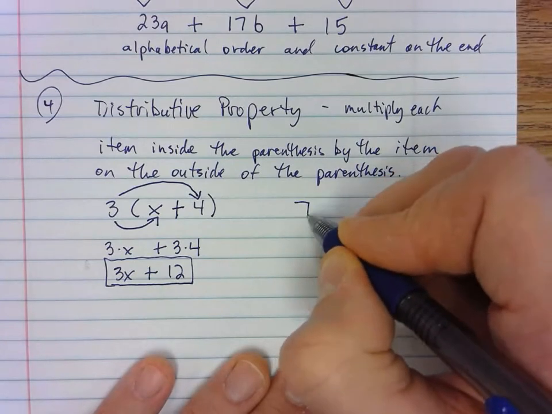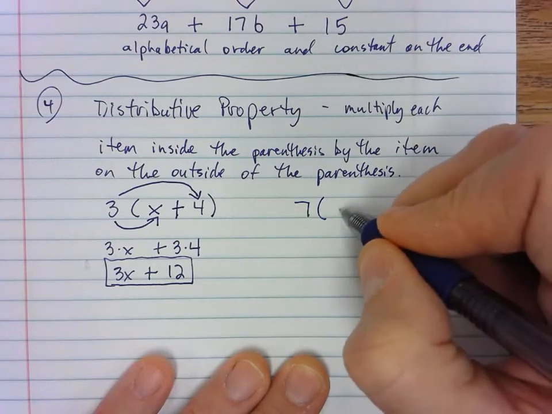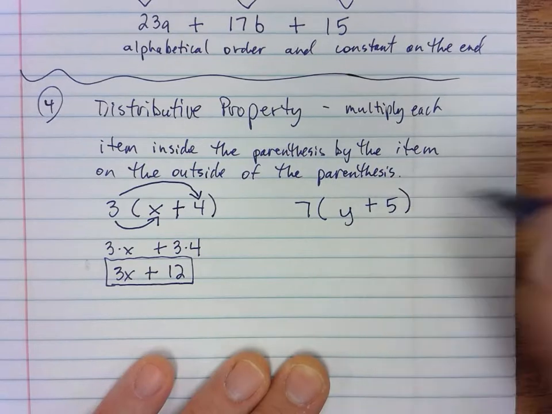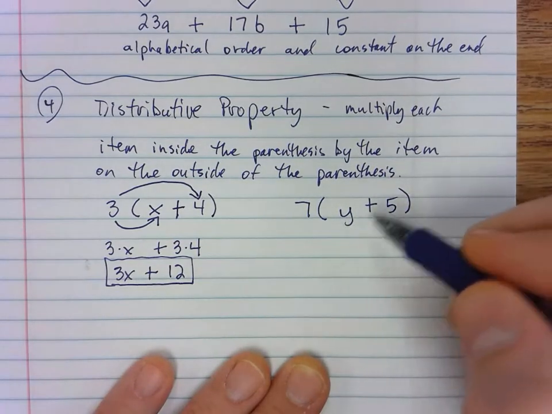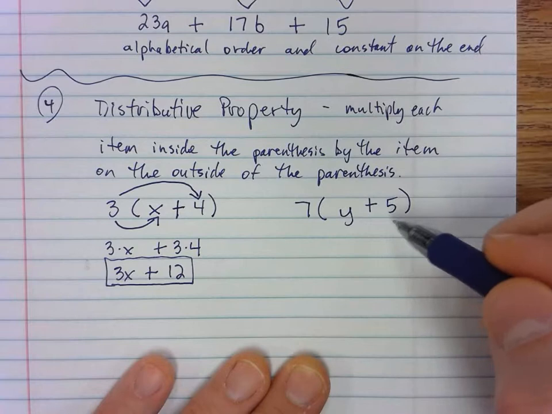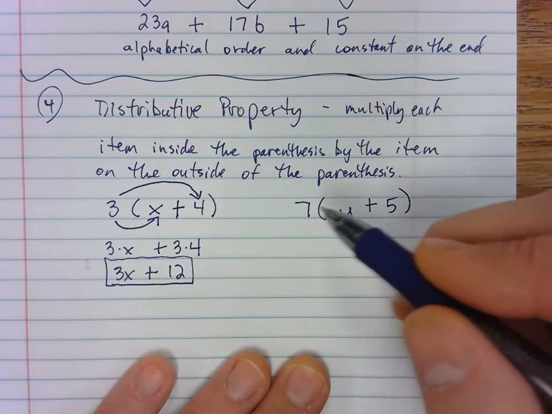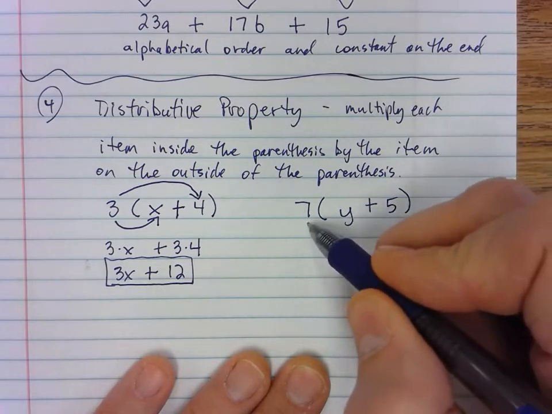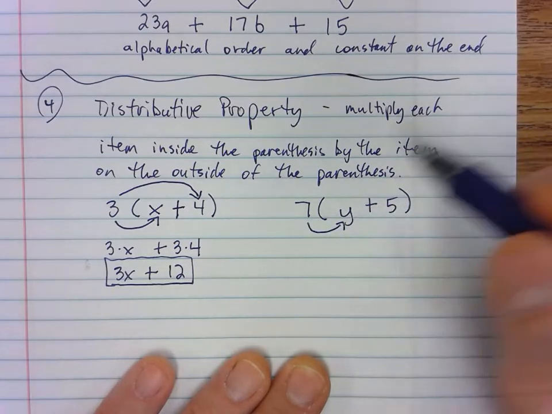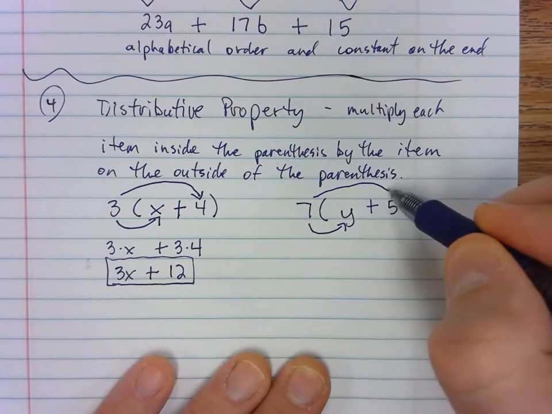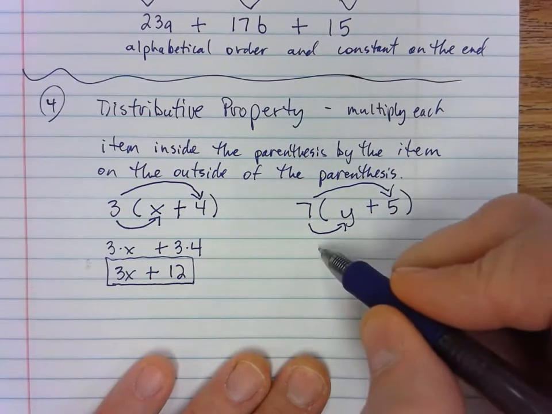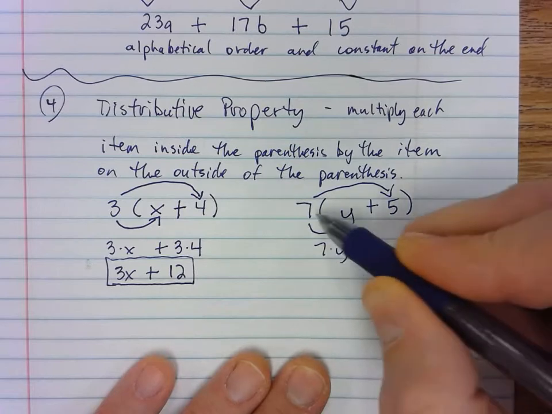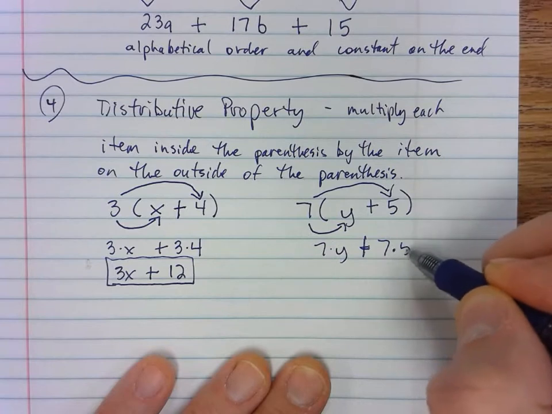So let's say we had a 7 on the outside of here, and we had y plus 5. Again, I've got to take both items on the inside of the parentheses right there, the y and the 5, and I've got to multiply it by the number on the outside, which is the 7. So I'm going to draw me a little arrow here, 7 times y, and I've also got to do 7 times 5. So 7 times y is what I'm going to do first, plus 7 times 5 is what I'm going to do second.